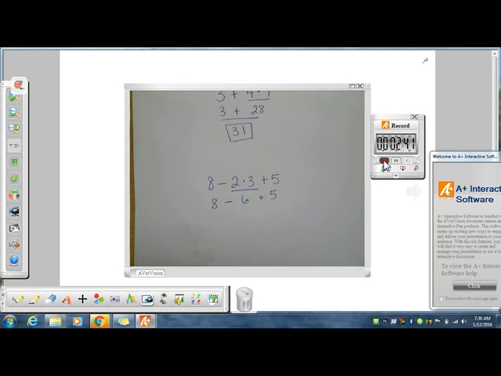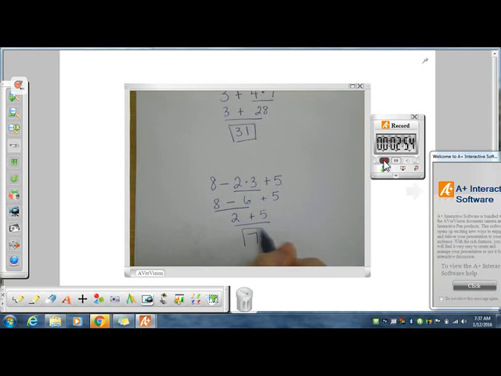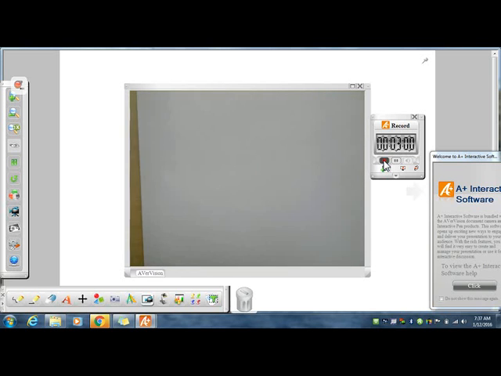It's in order of subtracting and then adding, but remember we work left to right, so I'm going to do 8 minus 6 first, which is 2, and I still have plus 5, and so 2 plus 5 is going to be 7. My final answer is 7. Okay? One that's a little bit more complicated would be a problem that looks like this.